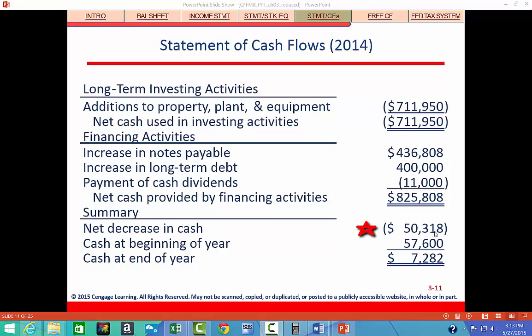$50,318. The cash they had at the beginning of the year is what we looked at on the balance sheet, which was 2013, was 57,600. And so if it decreased by 50,000, that's why we saw on the balance sheet that it left $7,282.